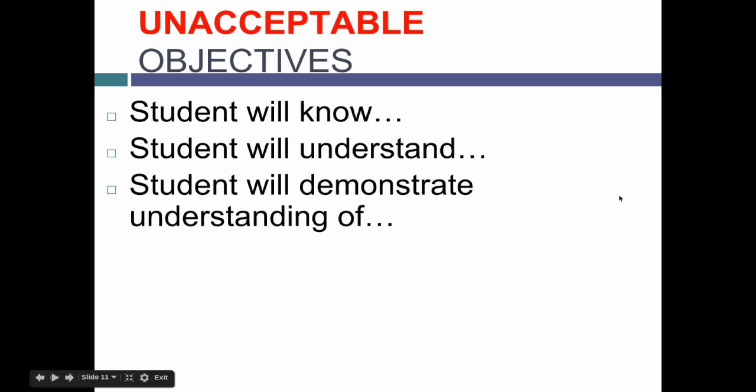Another one that's a problem is students will understand. Again, or students will demonstrate an understanding of. Unless it's a physical skill, demonstrate is difficult. Like if I was teaching PE and I wanted them to demonstrate their ability to throw a ball, that's something they're physically going to do. But demonstrating an understanding of 10 road signs, think about that. Students will understand 10 road signs. Well, what does it mean to understand? What will they do to show their understanding? Students will demonstrate their understanding of 10 road signs. I still don't know what they're doing to show that they understand.